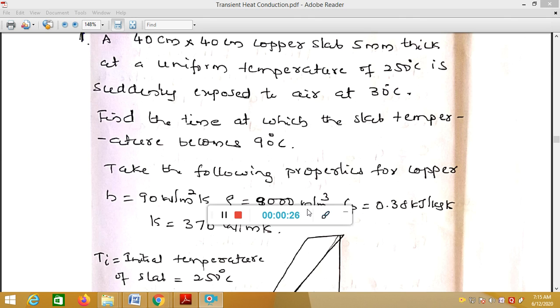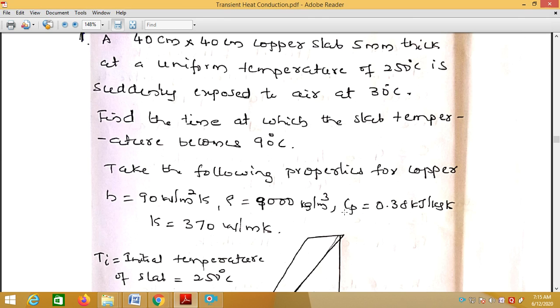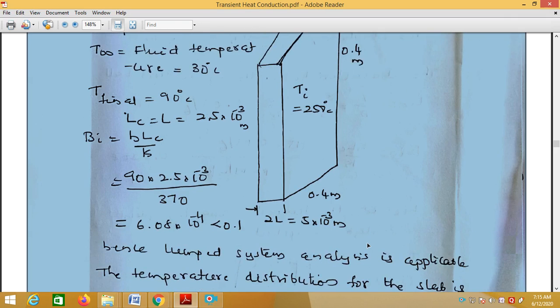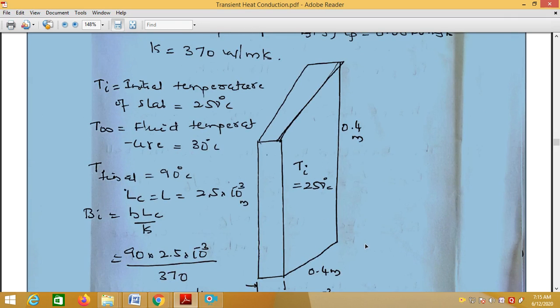Take the following properties of copper. h is equal to 90 watt per meter square Kelvin, rho is given, Cp is given, k is given. So first, the initial temperature of the slab is given as 250 degree centigrade, the fluid temperature is T infinity equal to 30 degree centigrade, and the final temperature attained by the slab is 90 degree centigrade.